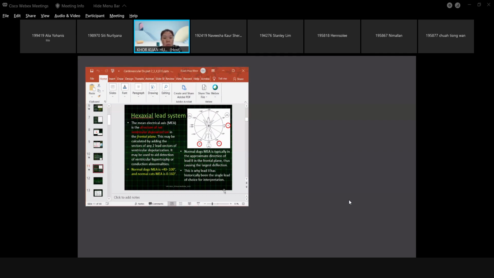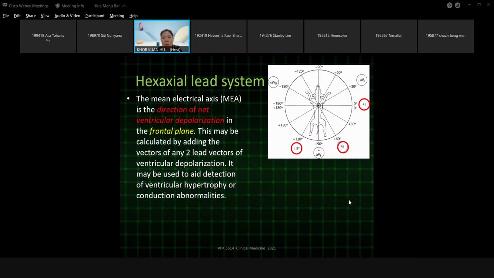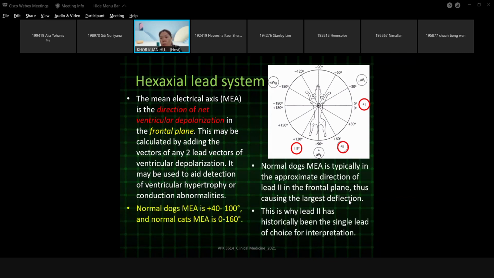So we'll just start our lecture. The other day we stopped at this one, isn't it? Mean electrical axis. Do remember you have your lead 1, lead 2, and lead 3. In cats, mean electrical axis is actually not very useful, but it is still useful for dogs because the coverage is between here to here to here. So when we say axis, this is the point of the axis where it's going to be in this particular area.